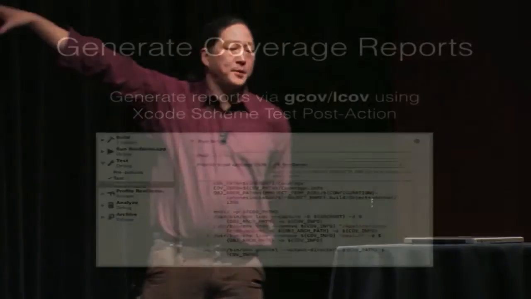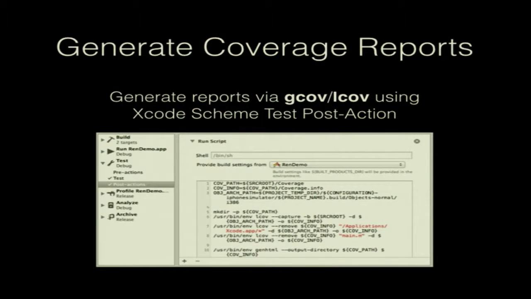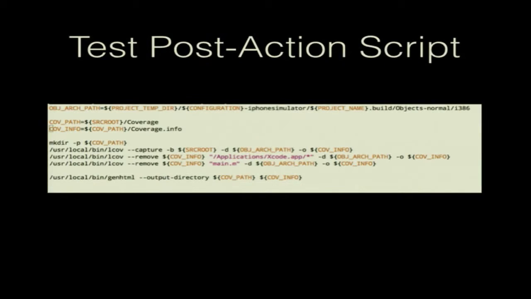And then finally, now we want to generate some nice coverage reports, right? And the best way to do that is to use a post action on your test, right? And you created a script, and I'll show the listing in a little bit here. But basically, after the test, you create a new script, post action. You provide the same build settings as the application. That's how you get all the information where everything is. And here's the listing of the script itself.